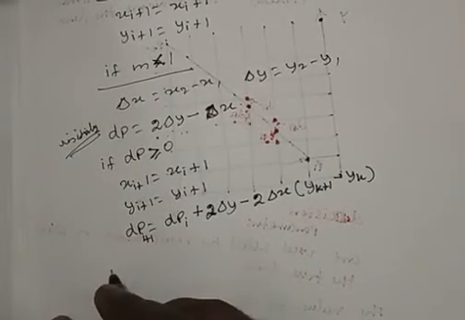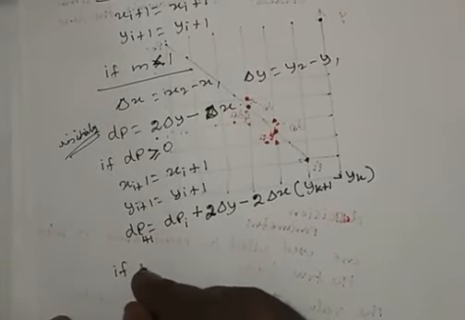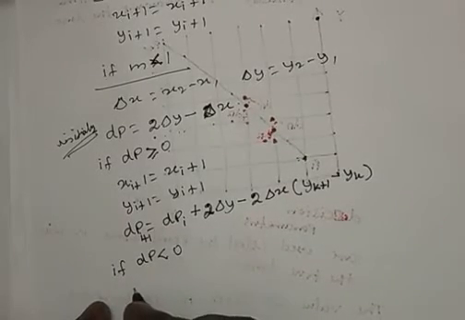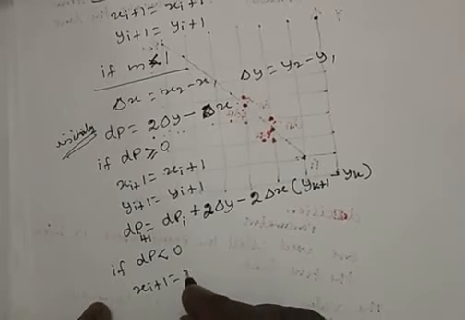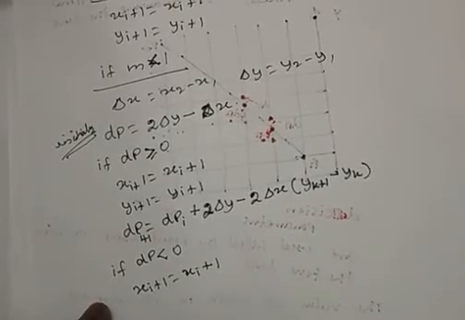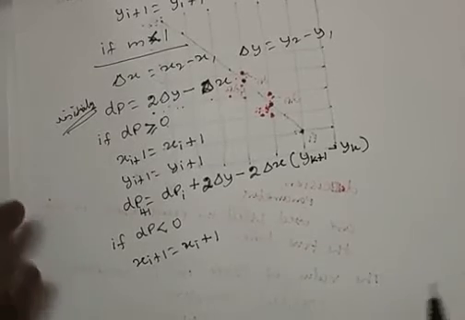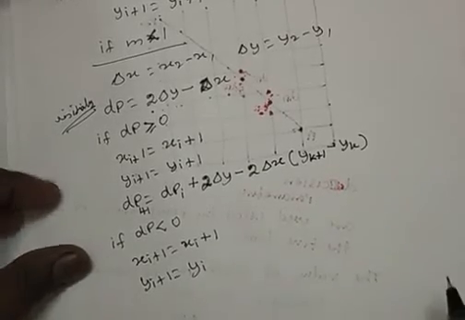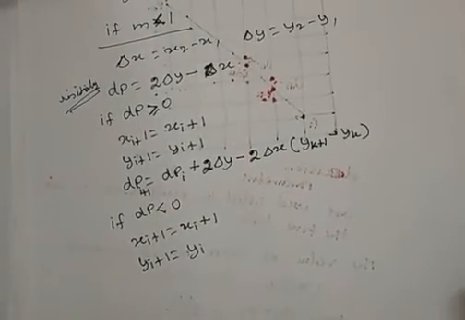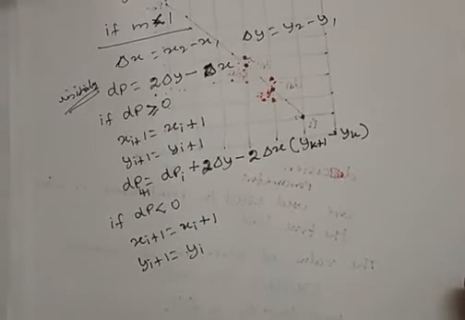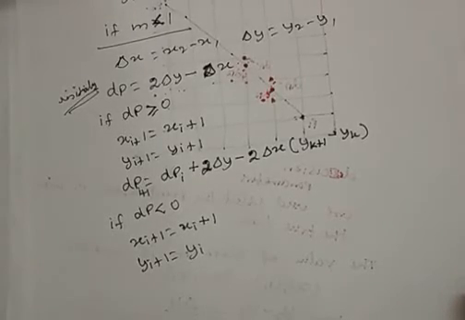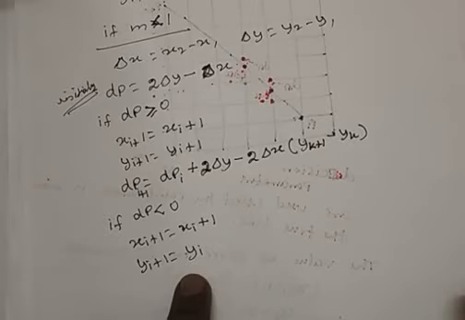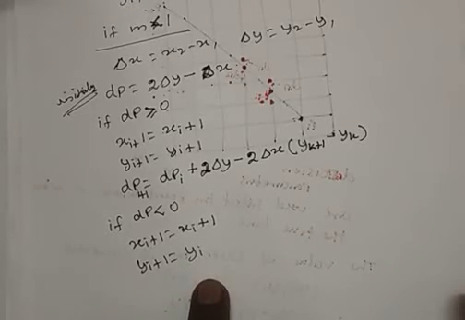Now, what will happen if the decision parameter is less than 0? Then you increment x of i plus 1 in unit terms. Every time xi will be incremented by 1. But yi plus 1 is equal to yi. That means you are not going to increment the y value when the decision parameter value is less than 0.